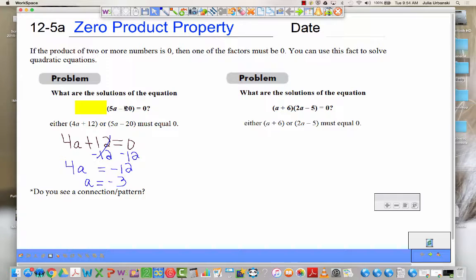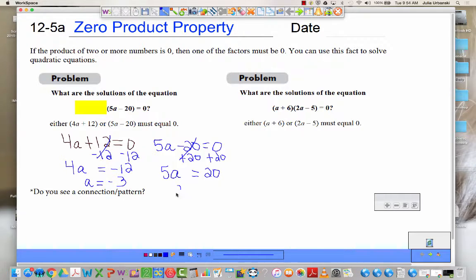5a minus 20 equals 0. So you now have to consider that one. You make that one equal to 0. 5a minus 20 equals 0. All you do is take each set of parentheses and make them equal to 0. Some of you could start doing it in your head, but I'm going to write it on paper, plus 20 and plus 20. So we have 5a equals positive 20, or a equals 4. Okay, so that's how you get your two answers this time.